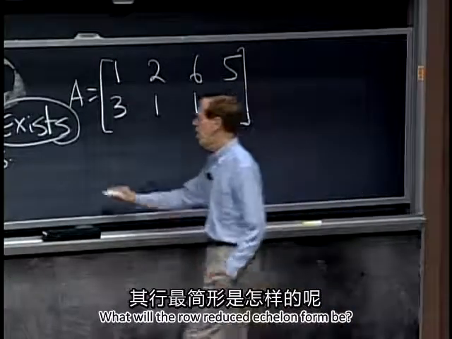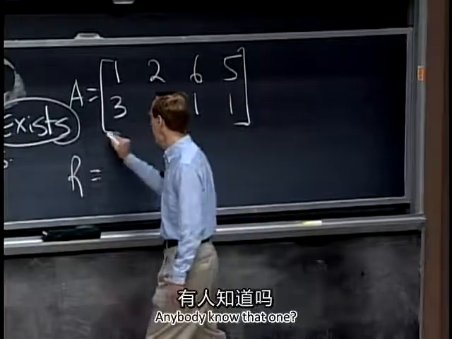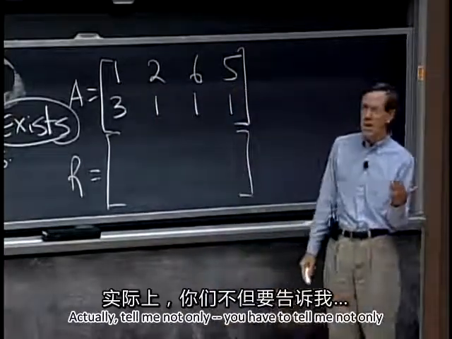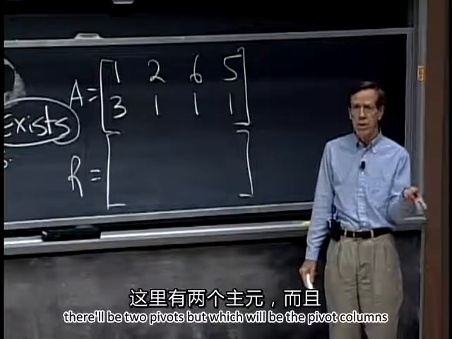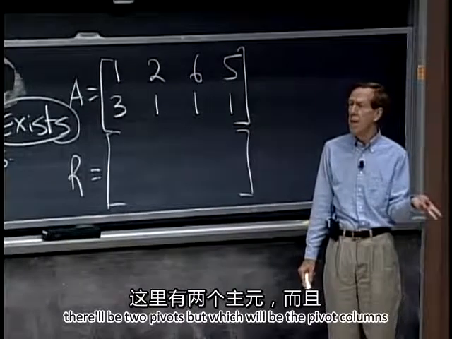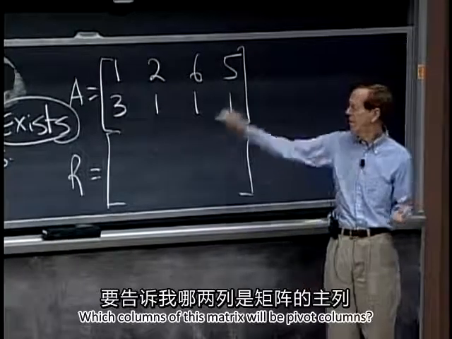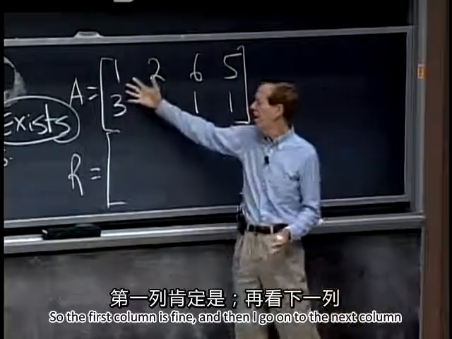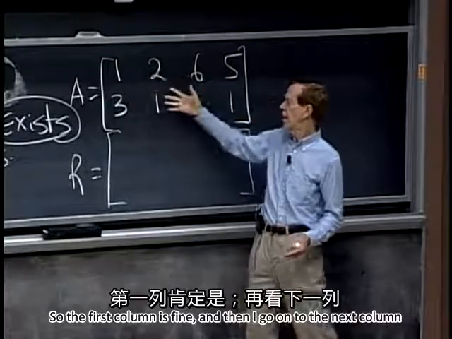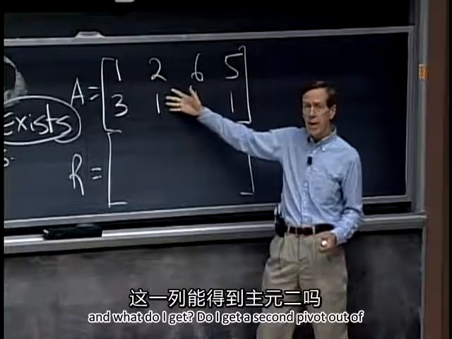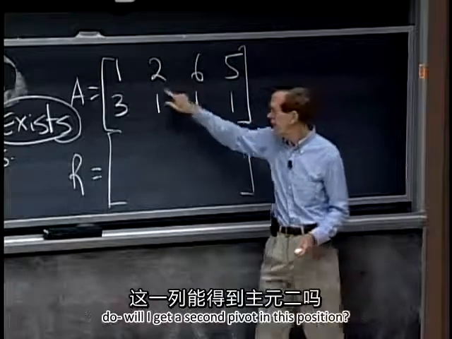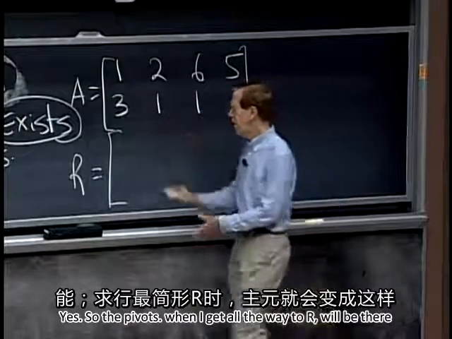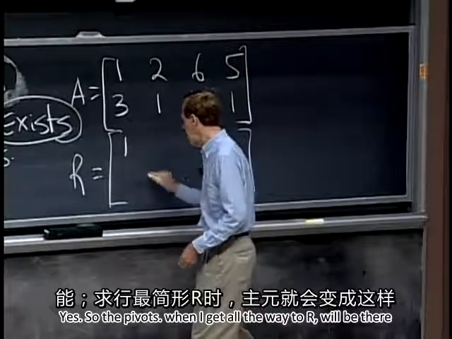There will be 2 pivots. What will the row reduced echelon form be? Anybody know that one? Actually, you have to tell me not only there will be 2 pivots, but which will be the pivot columns. Which columns of this matrix will be pivot columns? So the first column is fine, and then I go on to the next column, and what do I get? Will I get a second pivot in this position? Yes. So the pivots, when I get all the way to R, will be there.